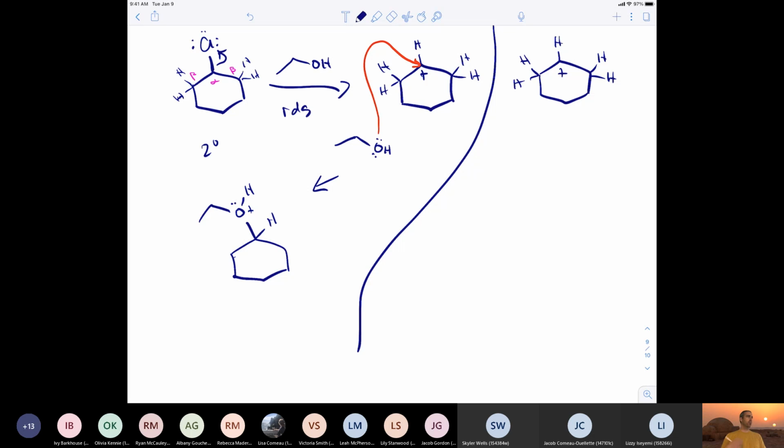We want to keep our product in a neutral state. So what we're going to do is bring in a second molecule of solvent. There's lots of it around, right? Probably 1,000 solvent molecules for every starting material. This can act as a base, and you get that.